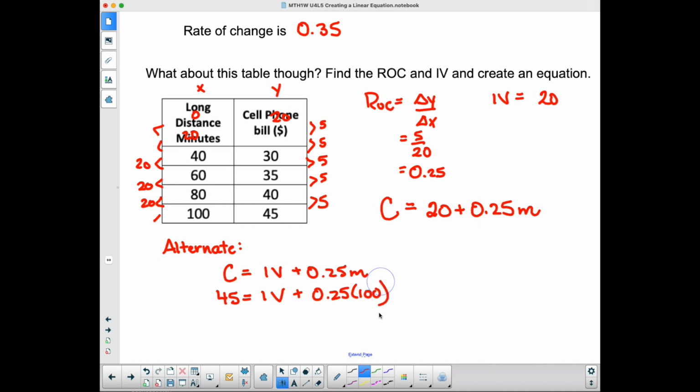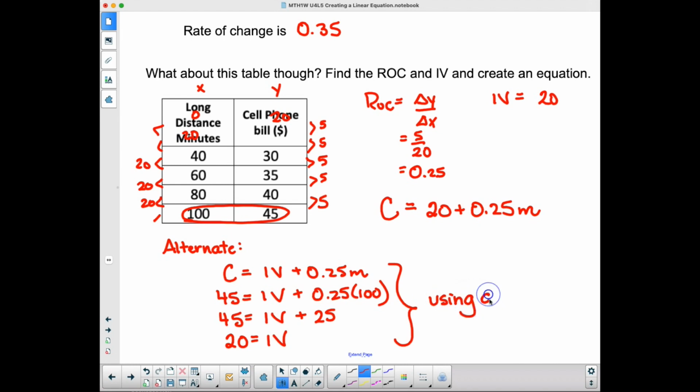So we can use our algebra skills, and we know that for this one here that we're looking at, $45 equals the initial value plus 100 times 0.25 is $25. And if I just subtract 25 on both sides, we can see that the initial value was $20. Okay. So you can use your algebra. This is using algebra to figure out what that initial value is if you can't see it in the table.